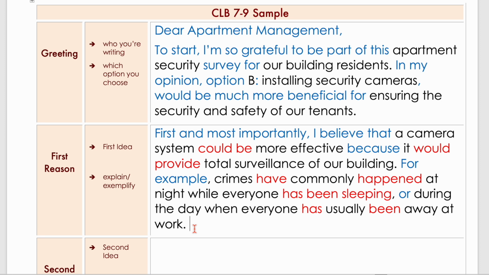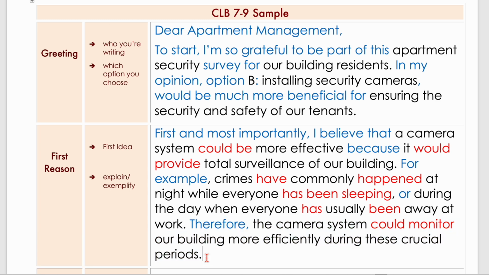All right. Now, we should connect here to explain what total surveillance is and how we can stop crime. Therefore, the camera system could monitor our building more efficiently during these crucial periods. I see. Okay, very good. Very good here. So it's saying that the camera system can provide total surveillance of the building.